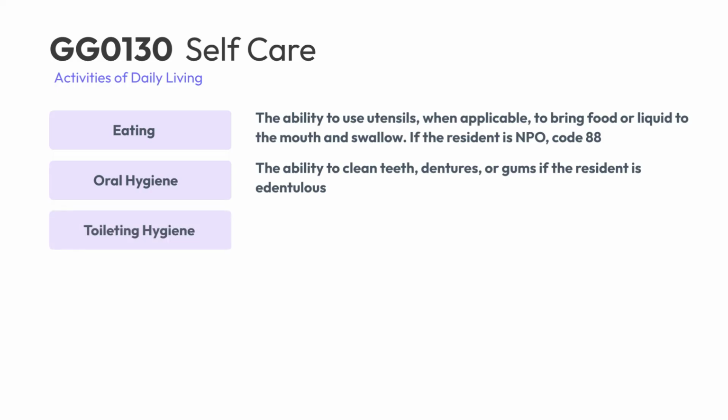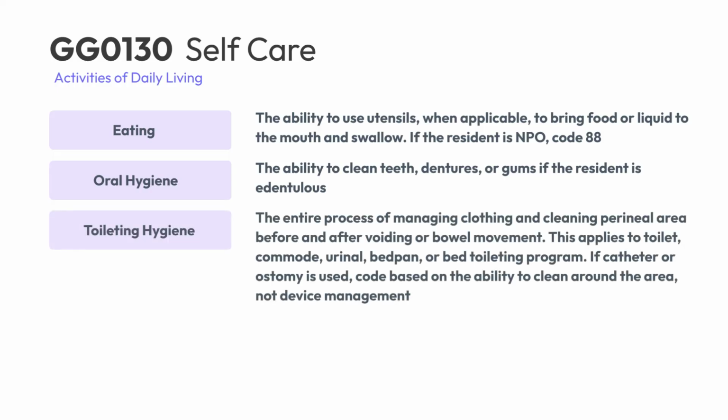Toileting hygiene will be the entire process of managing clothing and cleaning the perineal area before and after voiding or having a bowel movement. This applies when using a toilet, commode, urinal, bedpan, or on a toileting program. If a catheter or ostomy is used, code based on the ability to clean around the area, not device management.